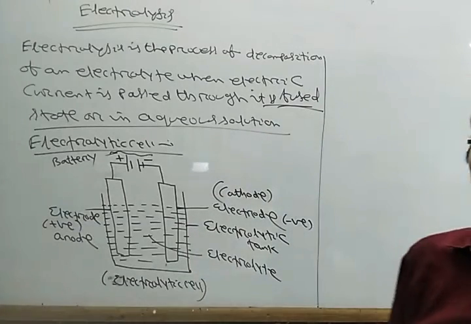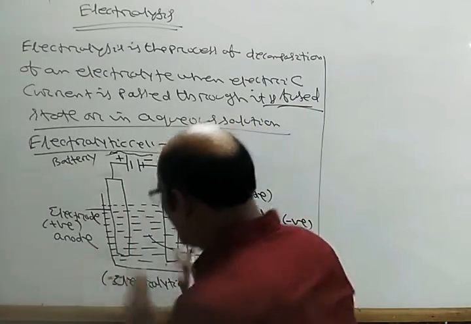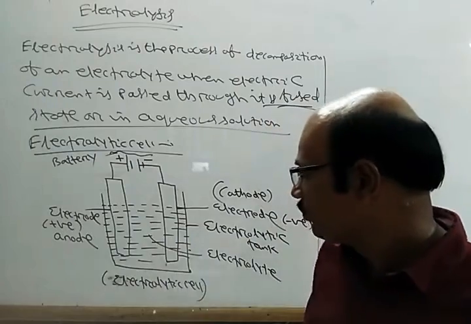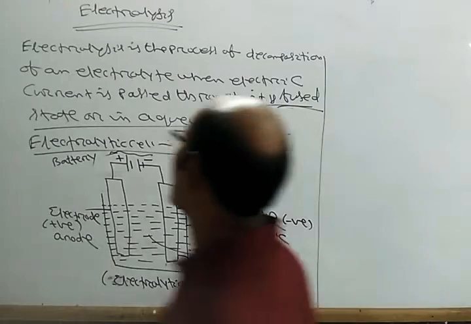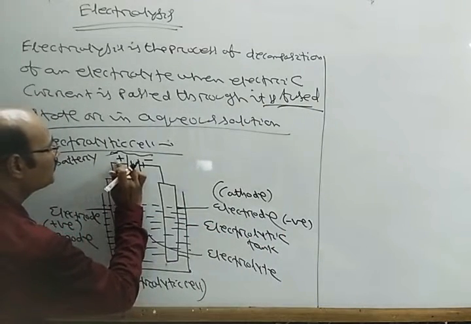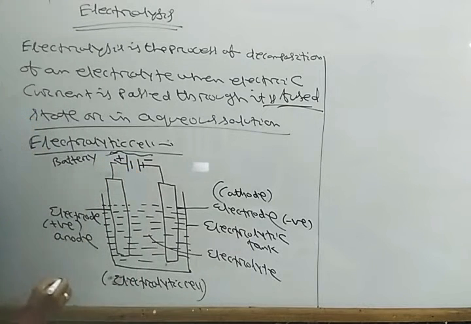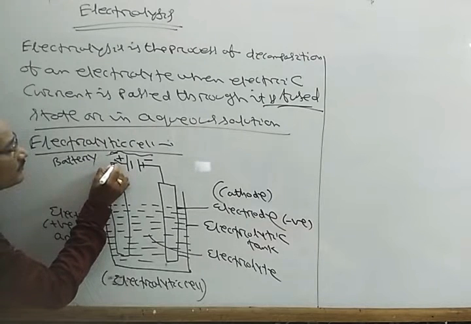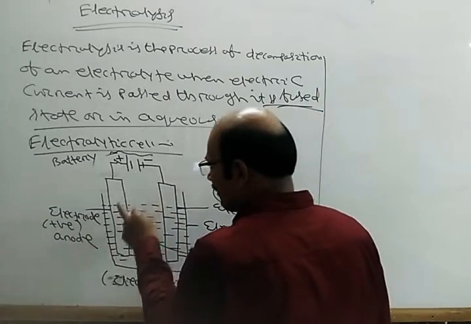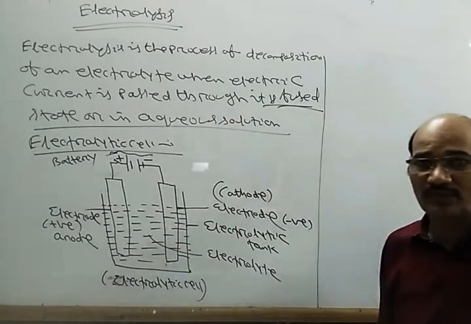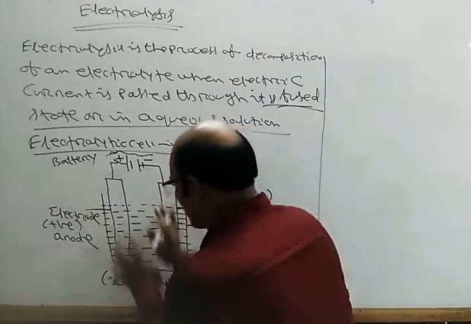Now what is happening? We have the electrolyte tank here, we have the electrolytes, we have the electrodes, and we also have the battery. This is your key. When you close the key, that means when you connect the battery, the electric current will flow through this setup.